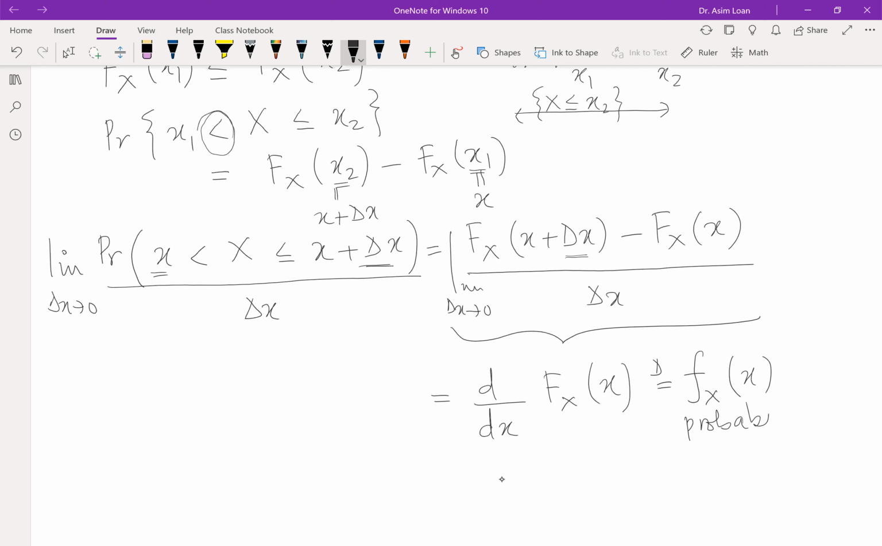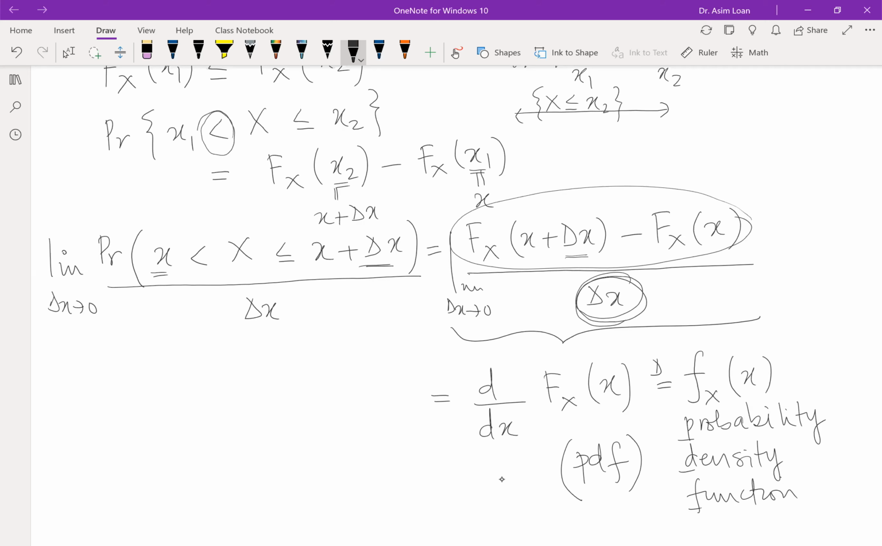This is the analog of a probability mass function, because this is probability per length. So probability in an interval divided by the length. The probability mass function is the probability at some point. So this is called probability density, PDF. Probability density functions. And if you are familiar with, so this is the small pdf, the distribution function is capital.